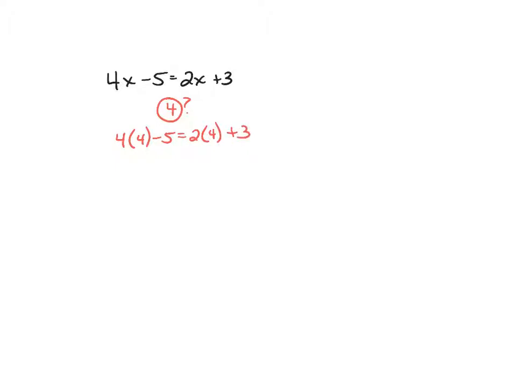If I go through and solve this, 4 times 4 gives me 16. 16 minus 5 gives me 11 on the left-hand side of that equation. On the right-hand side, 2 times 4 gives me 8. 8 plus 3 also gives me 11. So, yes, 4 is a solution for that equation. One thing you do need to be able to do in this section is to see whether or not a solution works for a given equation.